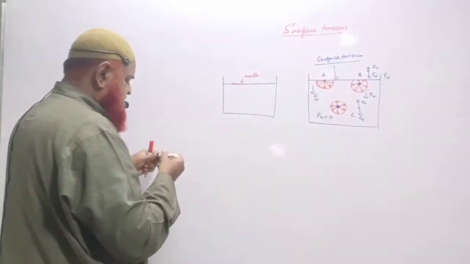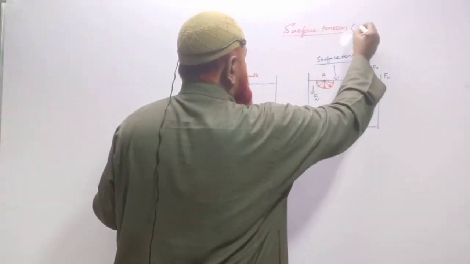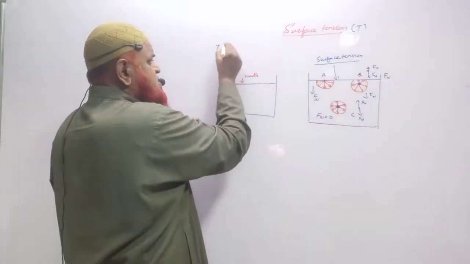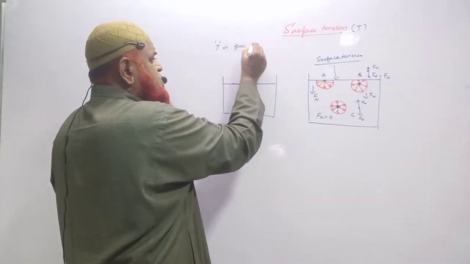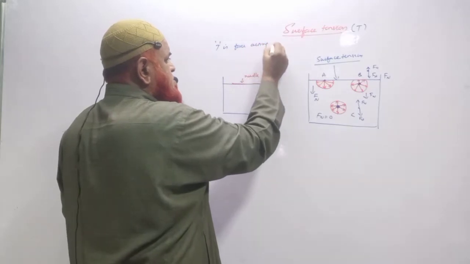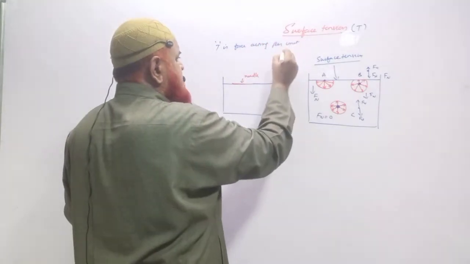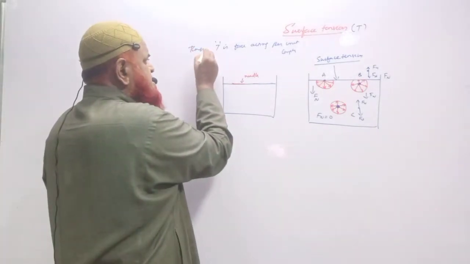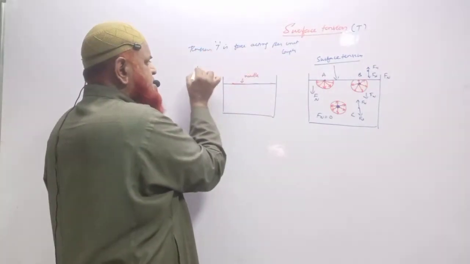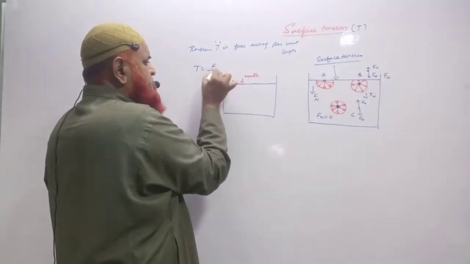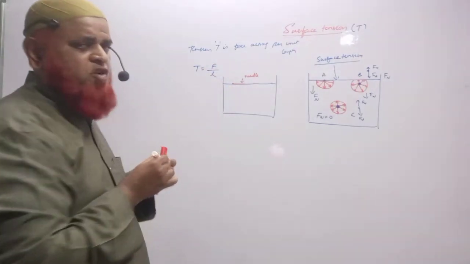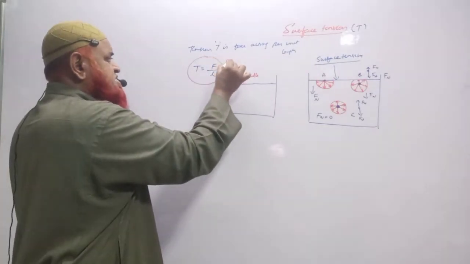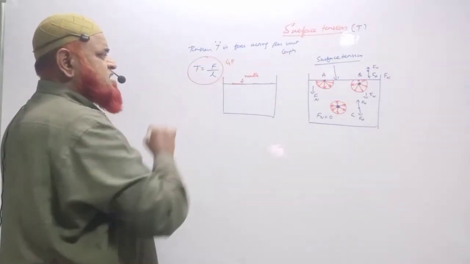Okay, so surface tension we generally denote with the letter T here. So what is the tension here? Tension is force acting per unit length. So tension T is nothing but the force acting per unit length. So T is equal to F by L. This is called the general formula for surface tension.